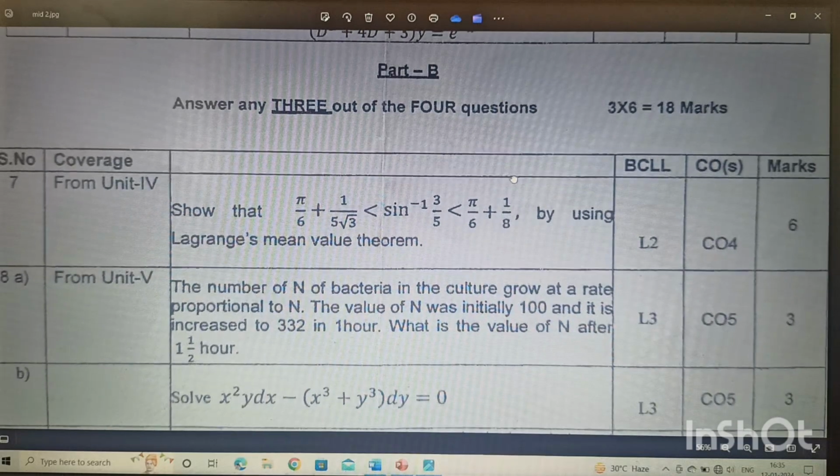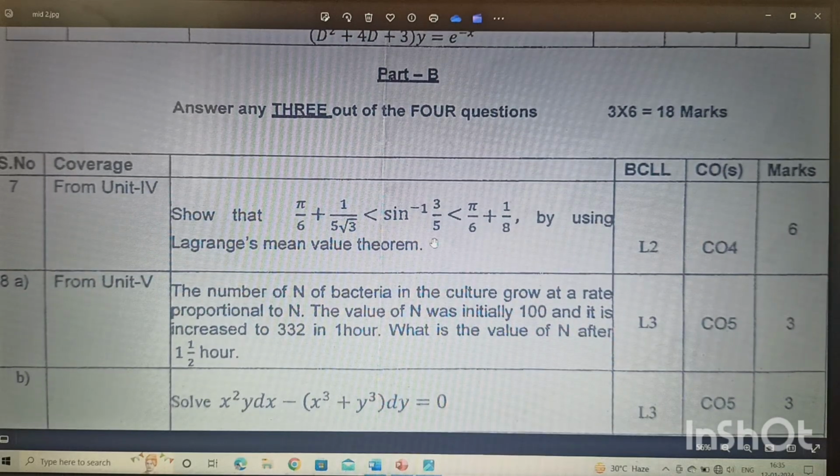Long question 7 is from unit 4: show that 5 by 6 plus 1 by 5 into root 3 is less than sin inverse 3 by 5, which is less than 5 by 6 plus 1 by 2, by using Lagrange's mean value theorem. I already told you, this is an important question. This type of 3 problems: cos inverse problem and tan inverse problem. Out of these 3 questions, maximum 1 question is guaranteed. Last year sin inverse was given.